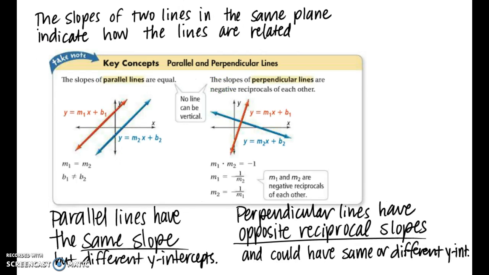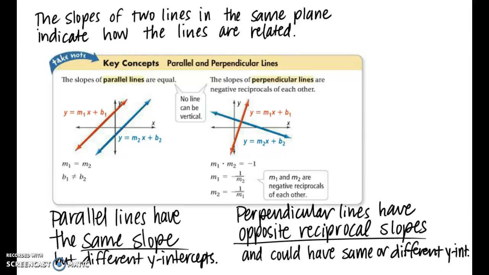Okay, now we're going to talk about how slopes can help us determine how lines are related to each other. The slopes of two lines in the same plane indicate how the lines are related. There are two special relationships. The first one is that of parallel lines. You need to remember that parallel lines have the same slope but different y-intercepts. So they're going up and over at the exact same rate, but they are not intersecting at the same y-intercept, because if that was the case, then they would be the exact same line, and therefore they wouldn't be parallel to each other.